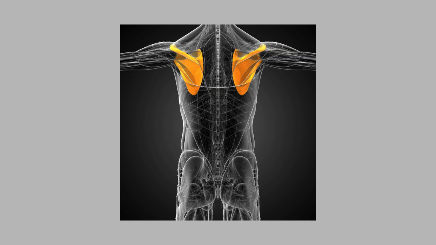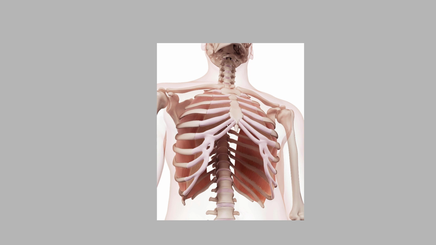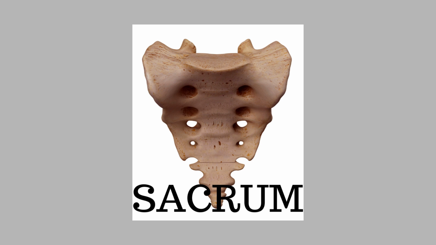Then you have the flat bones, which are plate-like bones. These bones are found in the skull, ribs, and sternum, and they're definitely used for protection. Then you have the irregular bones. These bones have complex shapes that do not fit in any of the categories that I just named.